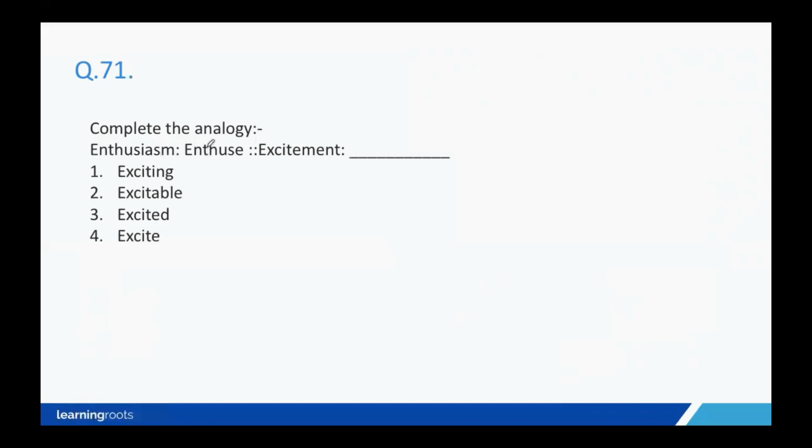Okay, what about this? Coming to verbal now, last 30 questions. Complete the analogy. Enthusiasm is to enthuse. You are enthusing someone. Excitement will be to excite someone. The verb forms of the words. So excite will be the answer in this case.